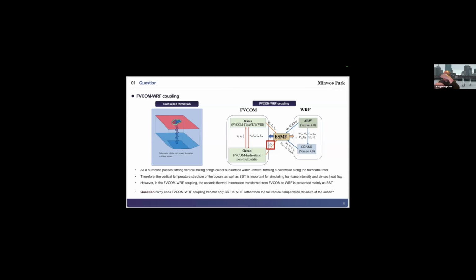If, for example, your atmosphere is cold and a storm comes, you get cooling. Then the cooling system goes down, mixes the water, gets a deep mix there, and brings the cold water in. But when the cold water comes onto the surface, it changes the surface temperature, and that change will feed back to the WRF model.